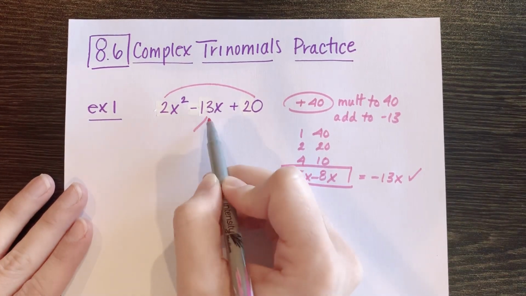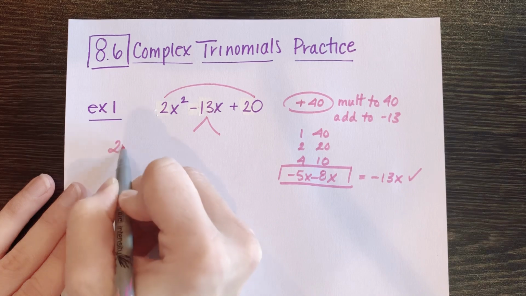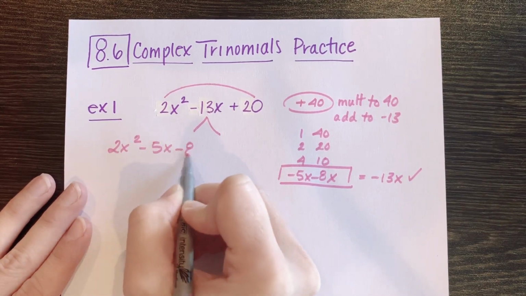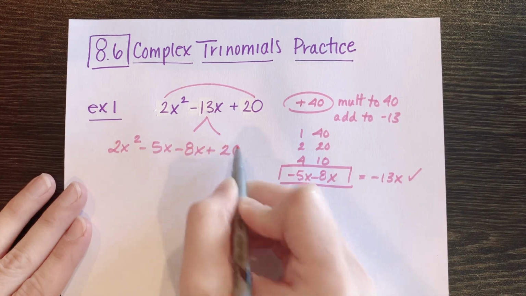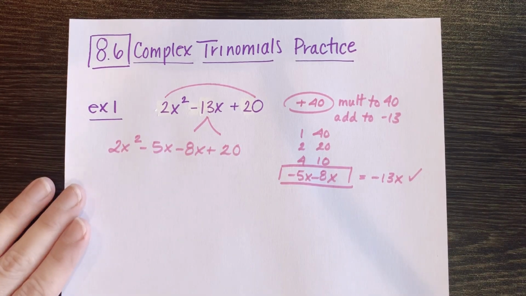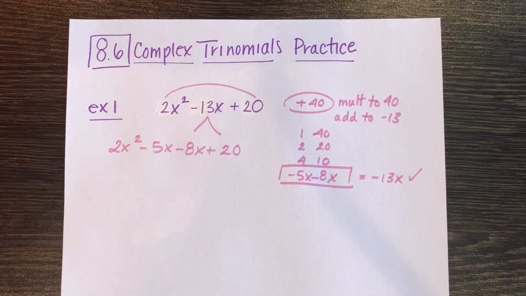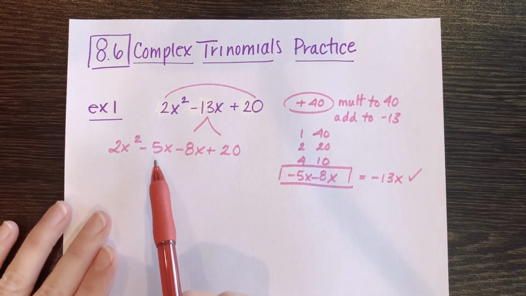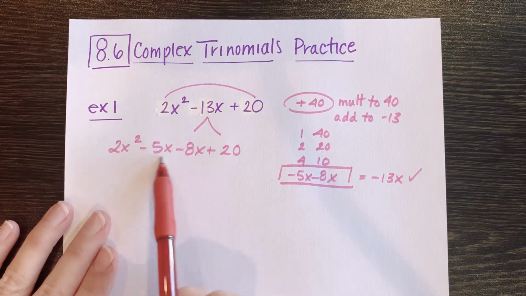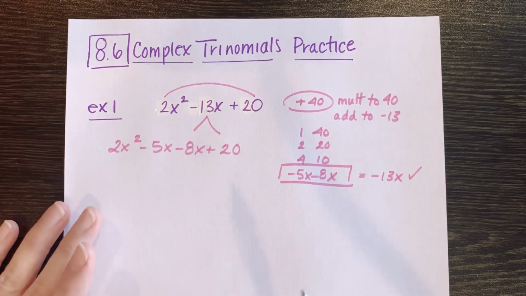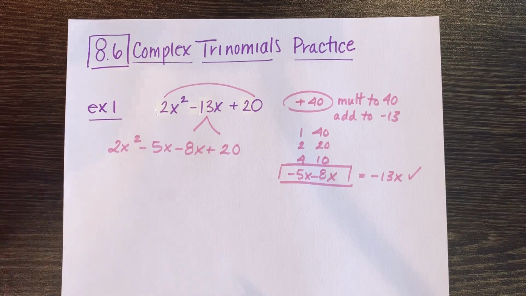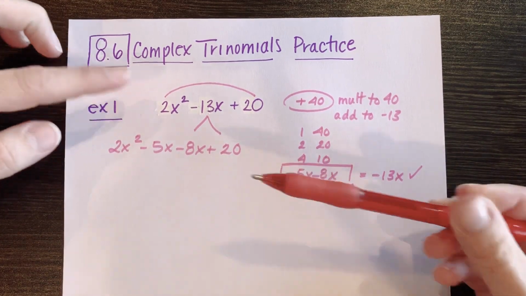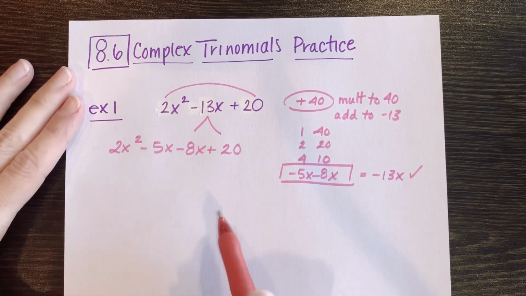So I am going to rewrite my trinomial as an equivalent polynomial with 4 terms, because then I can factor by grouping, right? Love me some factor by grouping. So all I've done is replaced negative 13x with negative 5x and negative 8x. Those things are equivalent, so it's legal that I have done that. These two lines are 100% equivalent. Now I have my 4 terms.